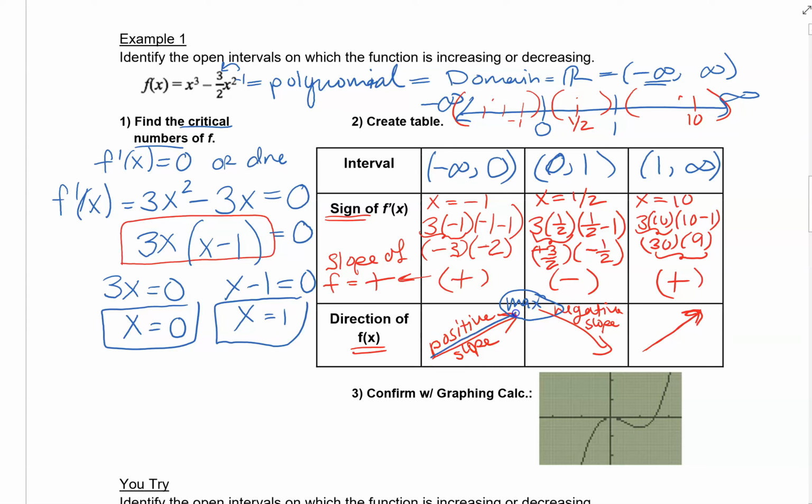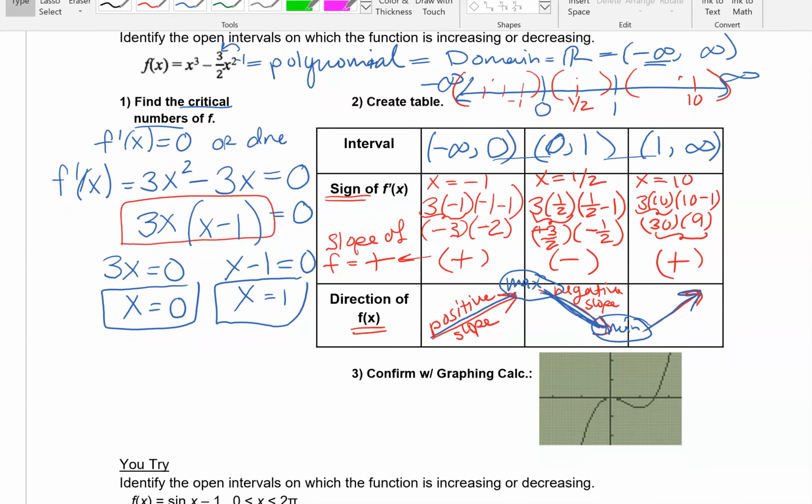Because the function went up and then down, it must hit a max. And then there must be a min right here because the function went down and then up. So I know I'm going to have a max at 0 and a min at 1, but that's coming later. Right now we're just figuring out increasing and decreasing.